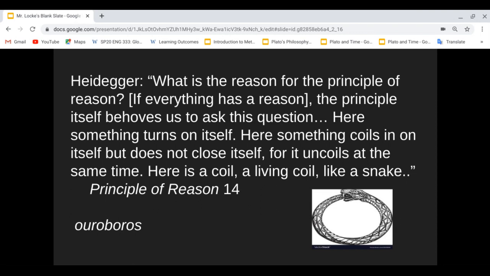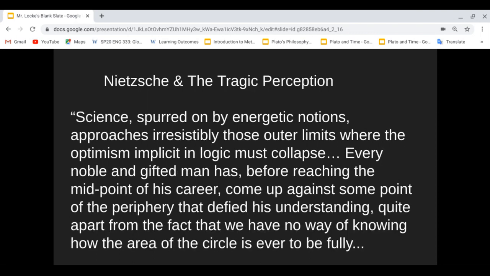Because what Heidegger is observing here is that what's paradoxical about the principle of reason is it asserts that everything has a reason, but it can't give us a reason for itself. So what is the reason for reason? And since we don't have a reason for reason, we have what I think Nietzsche's going to call the tragic perception, where reason curls up upon itself and we realize it's insufficient.